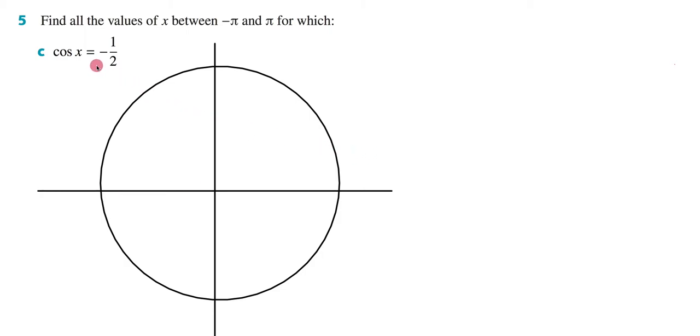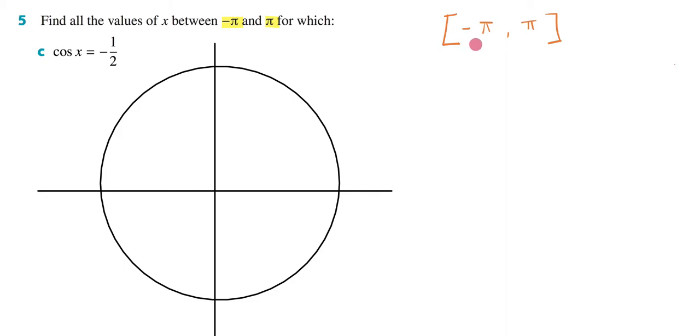Okay, so we are doing question 5C of exercise 14H, which is asking us to find all the values of x between negative pi and pi, for which cos of x equals negative a half. Now, where it says negative pi and pi is going to be really important here, because it's restricting our domain. So we could write this as negative pi to pi. That's the domain that we're working within.